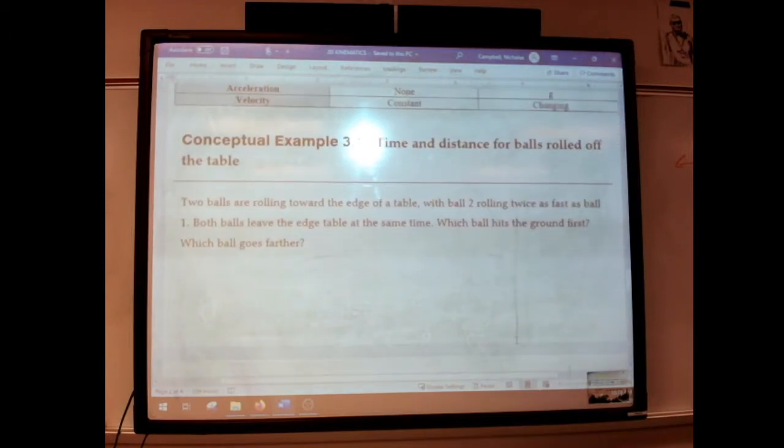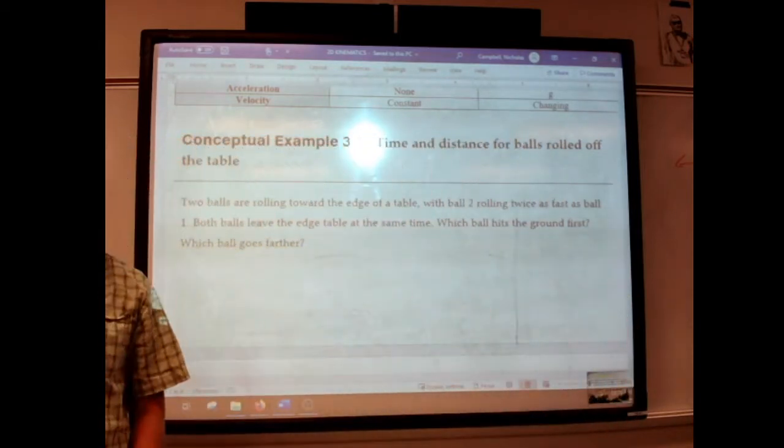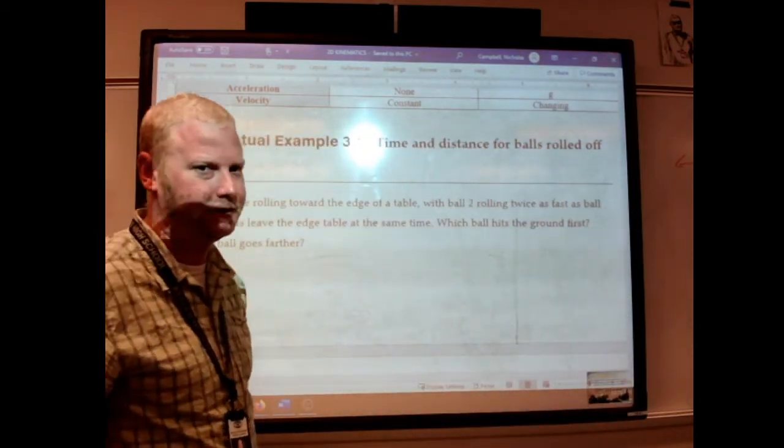Let's say we've got two balls. They're rolling towards the edge of a table with ball 2 rolling twice as fast as ball 1. Both balls leave the edge of the table at the same time. Which ball hits the ground first? Which ball goes further? So pause it, think about it, then resume.